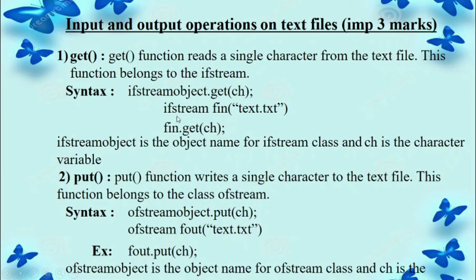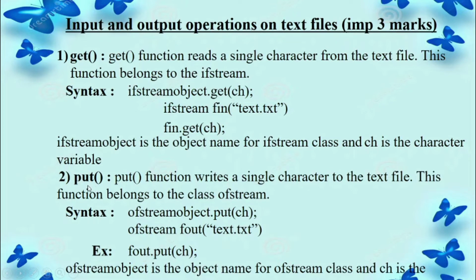So the example is ifstream fin, that is the object for ifstream, fin is the object, and text.txt is the file name, and fin.get of ch, that means you are getting a single character or reading a single character from this text file. Fin is the object name for the ifstream class, and ch is the character variable here.